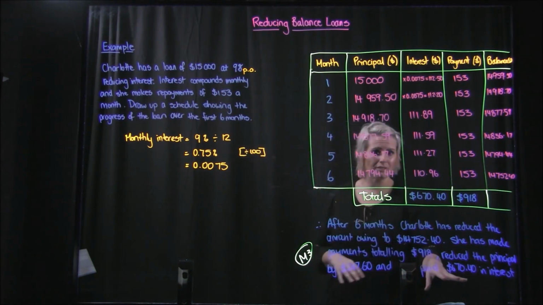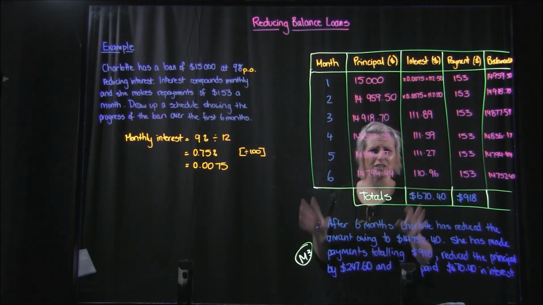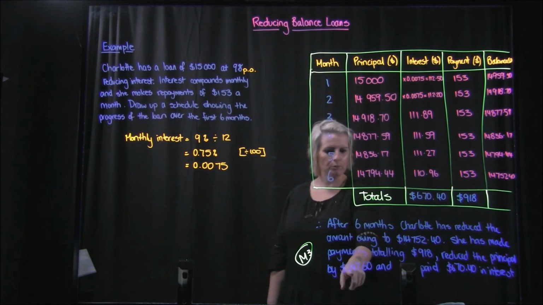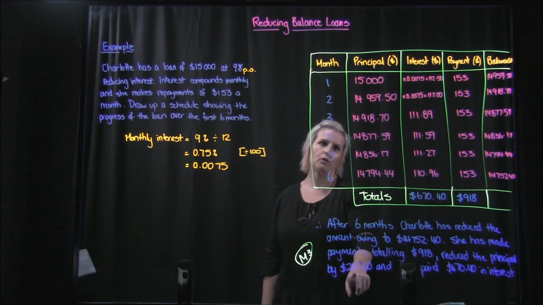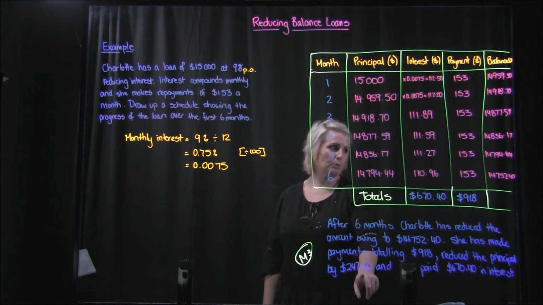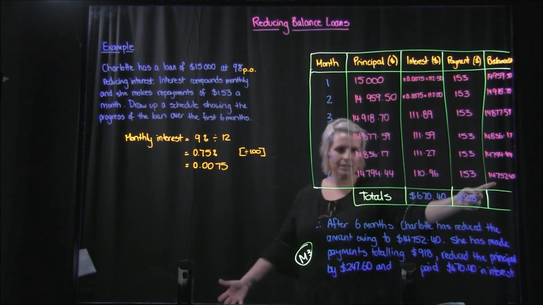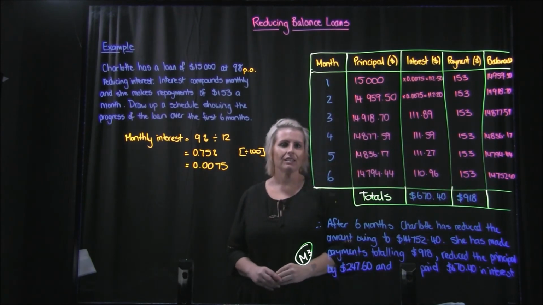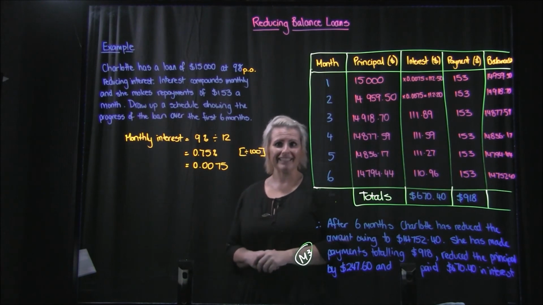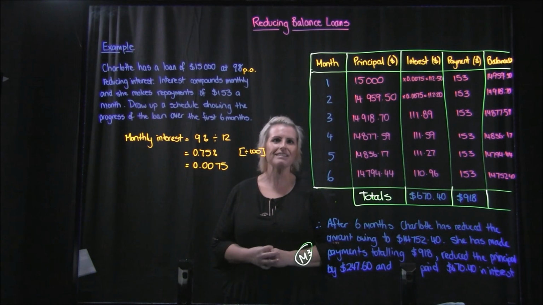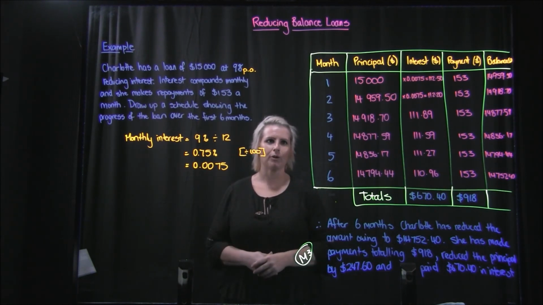Now, do remember in real life, that kind of sucks. After 6 months and paying almost $1,000, she has only actually reduced the principal by $247.60. How did we work that out? Well, we just find the difference here. So 15,000 minus what the principal is now. In reality, that's how loans work. That's why paying interest really kind of sucks. But that's what we need to do when we borrow money.